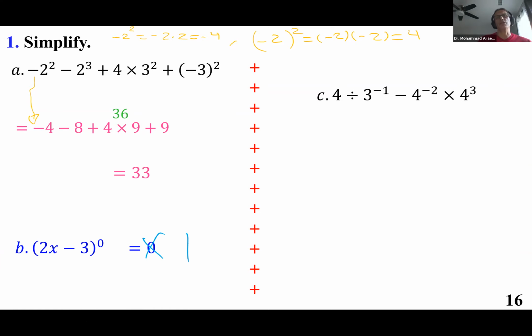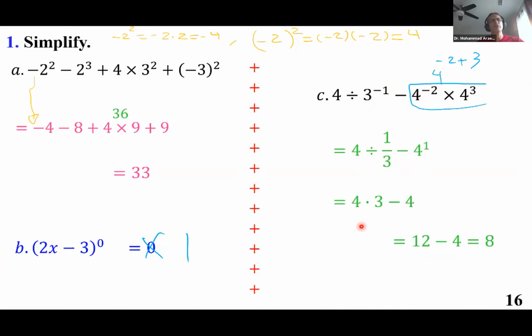Again, order of operations. To do order of operations, it helps if we understand what happens here, which is 4 to the power of negative 2 plus 3. And we're going to say 4 divided by 3 to the power of minus 1 means 1/3, minus, we use the exponential rule, 4 to the power of 1. So 4 divided by 1/3, that means 4 times 3 over 1, which is 12, minus 4, which is 8. Simply put, order of operations.